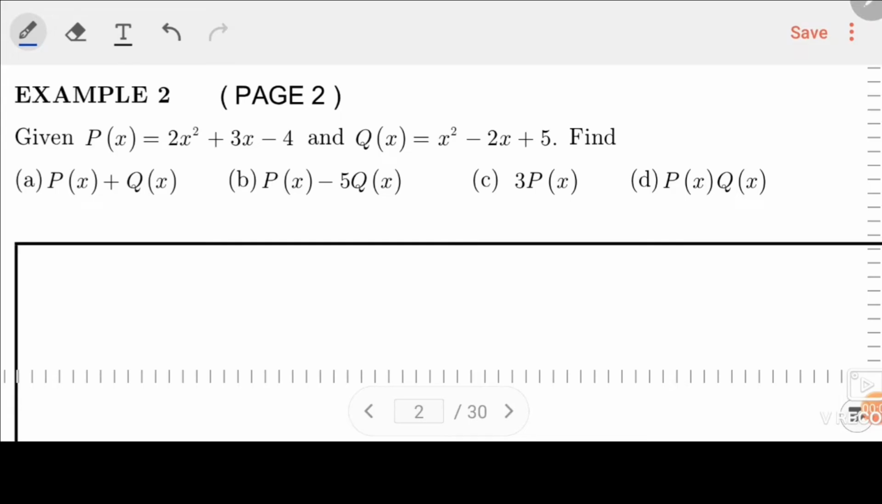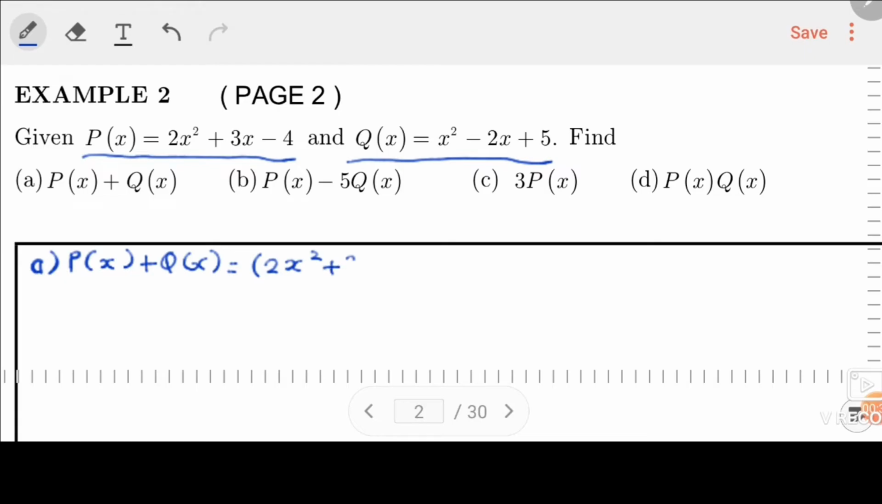Example 2. Given P(x) equal to 2x squared plus 3x minus 4 and Q(x) equal to x squared minus 2x plus 5, find for part A P(x) plus Q(x). So copy down the question first. P(x) plus Q(x). Then we have to substitute both P(x) and Q(x) into the expression. Substitute P(x), 2x squared plus 3x minus 4, plus Q(x), x squared minus 2x plus 5.